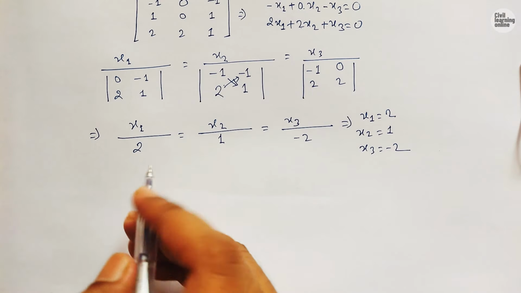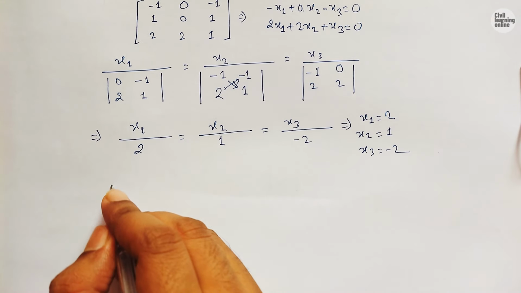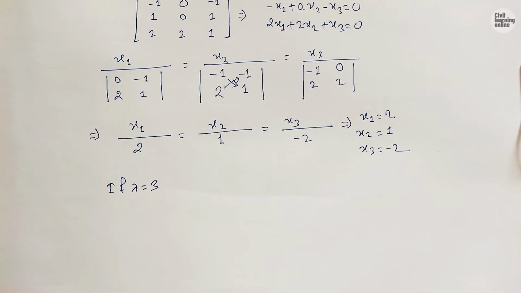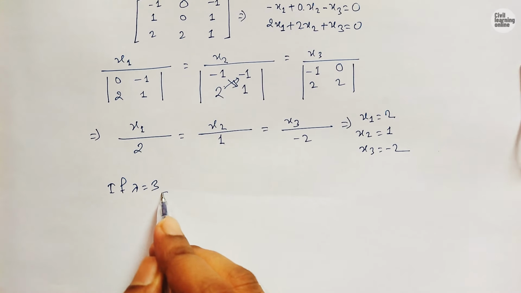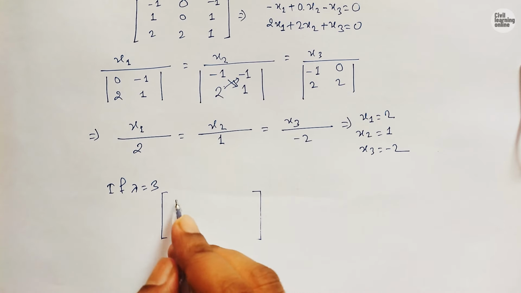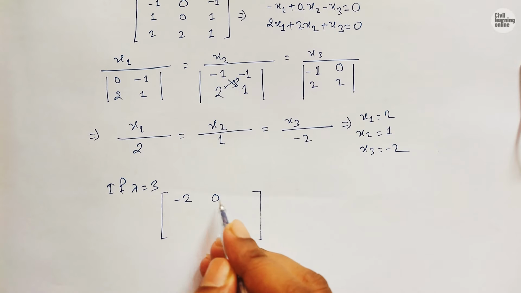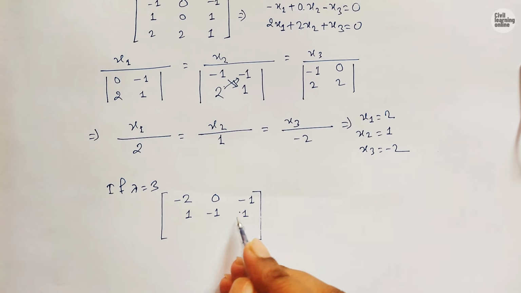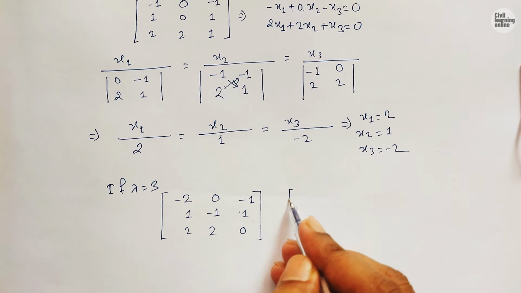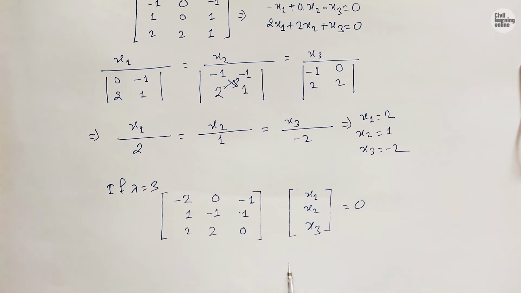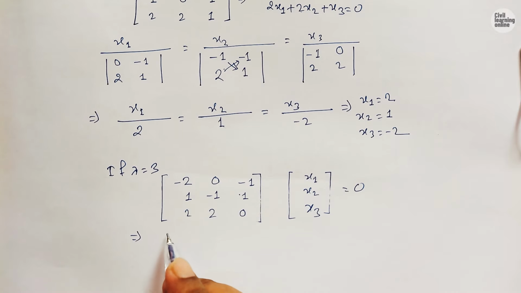Similarly, we had one more eigenvalue, which was lambda equals 3. So if lambda equals 3, on putting the value lambda equals 3 in the matrix, like what we have done for lambda equals 1, we will get minus 2 0 minus 1, 1 minus 1 1, 2 2 0, and here we will put x1 x2 x3 equals 0.